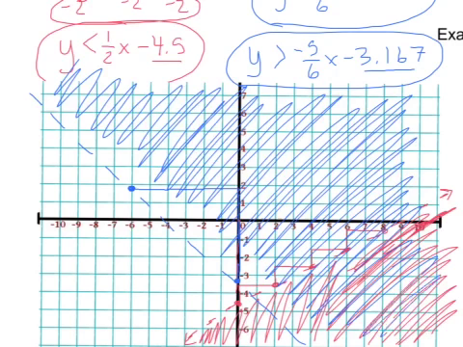Now, the question is, what portion stays shaded? Because if you look, I've got three different sections of the graph, right? I've got this section that's not shaded at all. I've got this section here that's marked off by this line and by this line. I've got this section here that's only shaded in blue, right? I've got this section here that's marked off with these lines that's only shaded in what color?